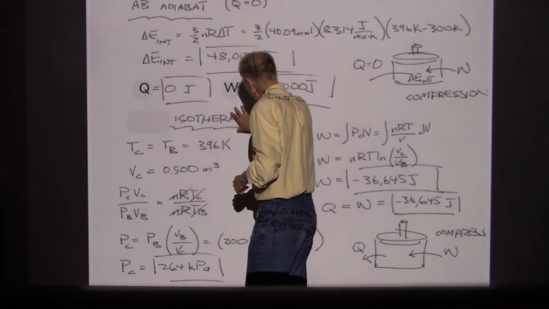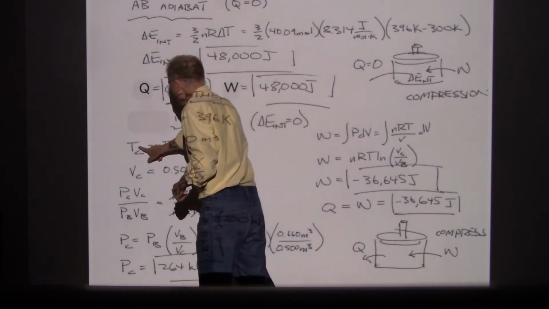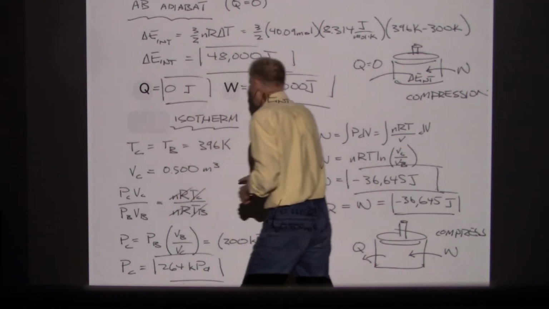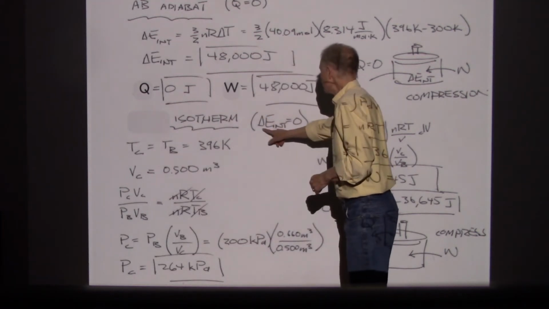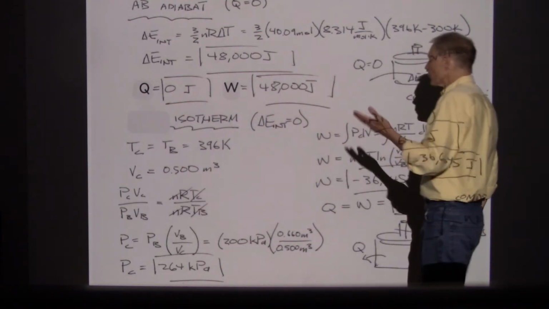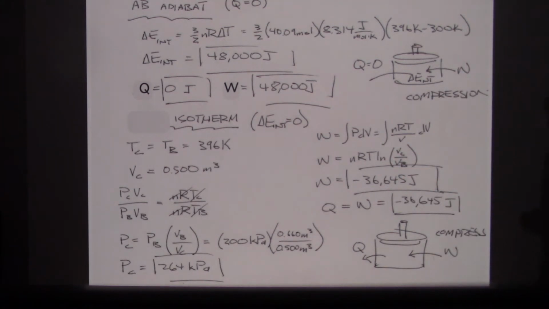Now an isotherm means that the temperature at C is the same as the temperature at B. That's still at 396 Kelvin. And what that says is, hey, the internal energy is not going up anymore. The internal energy is going to stay fixed along this path.